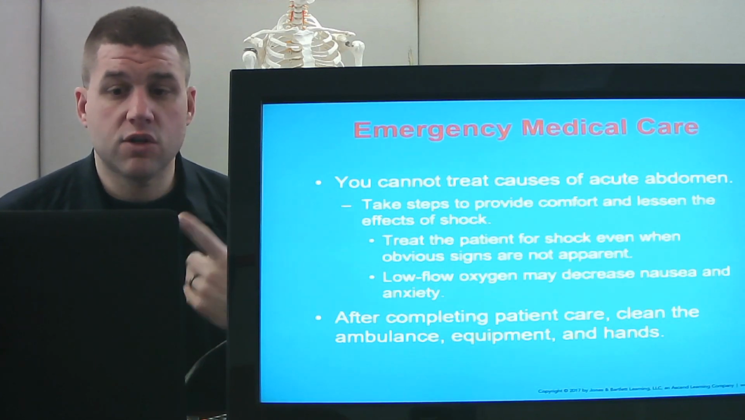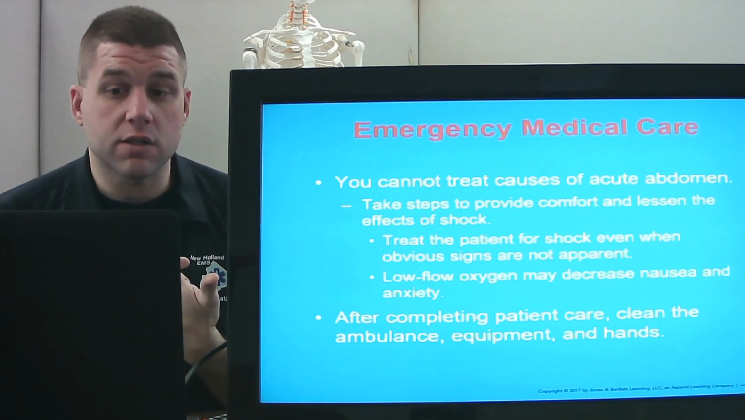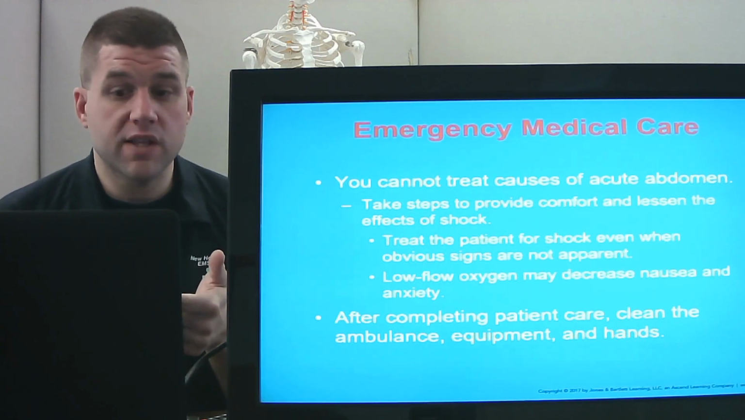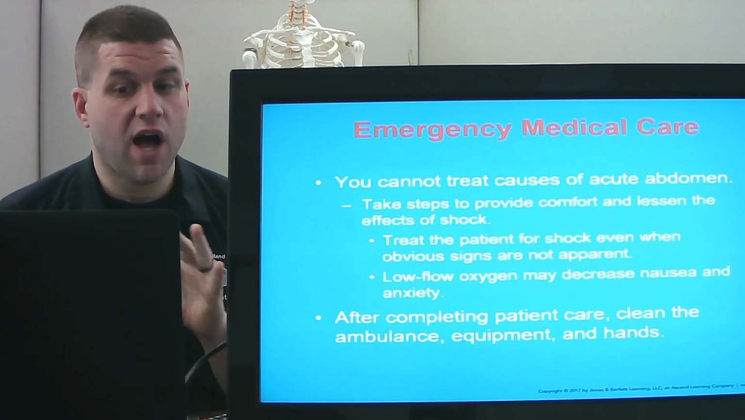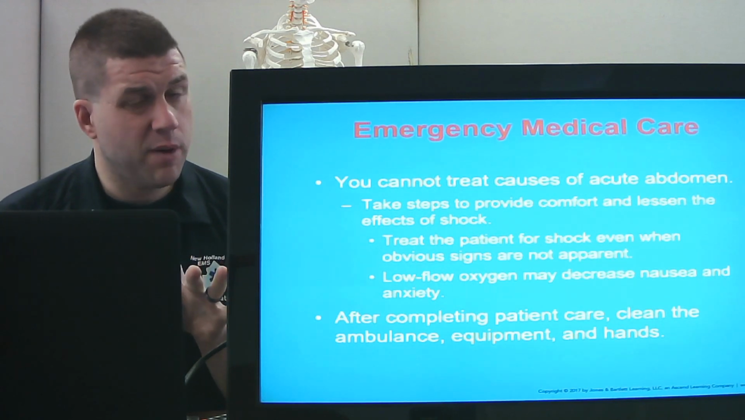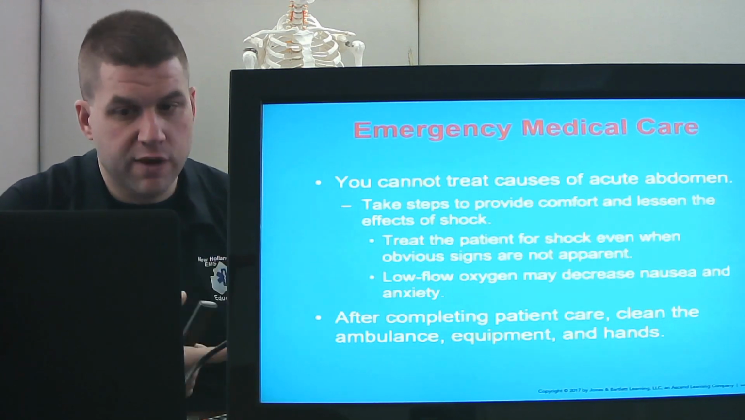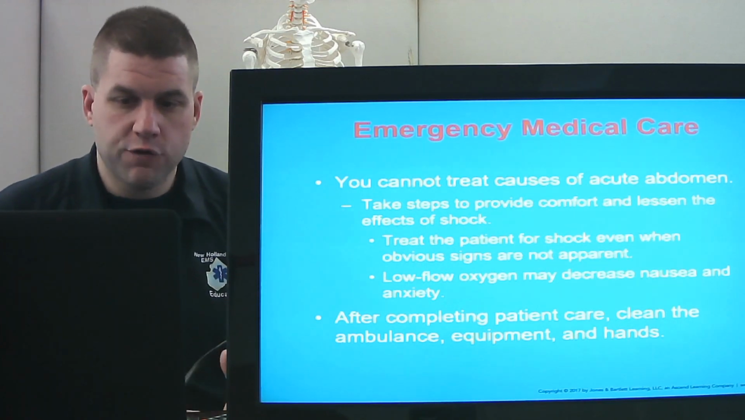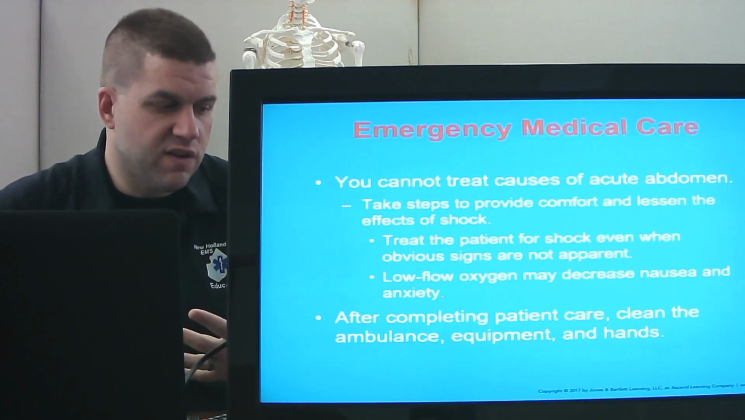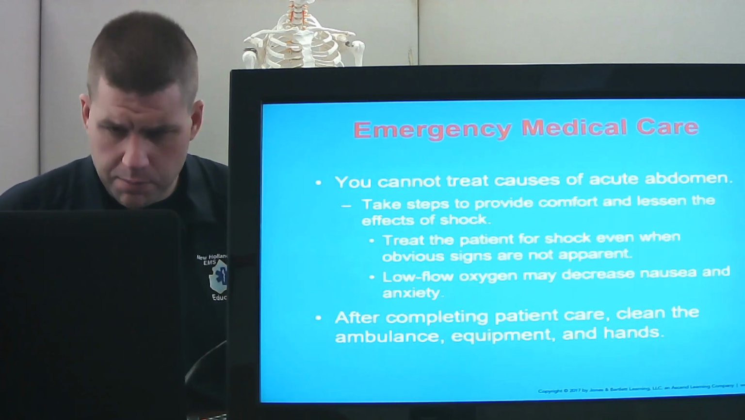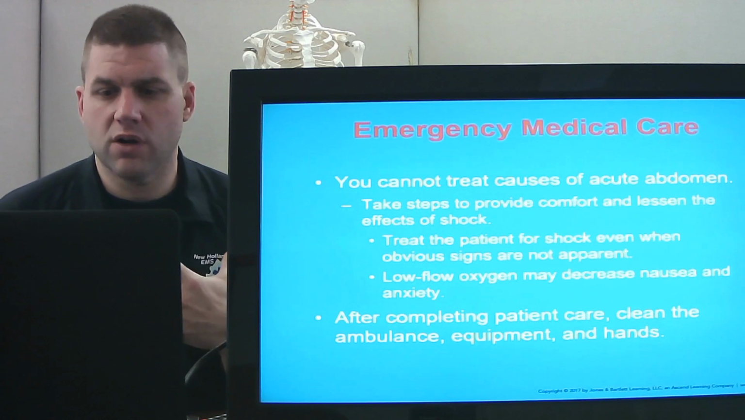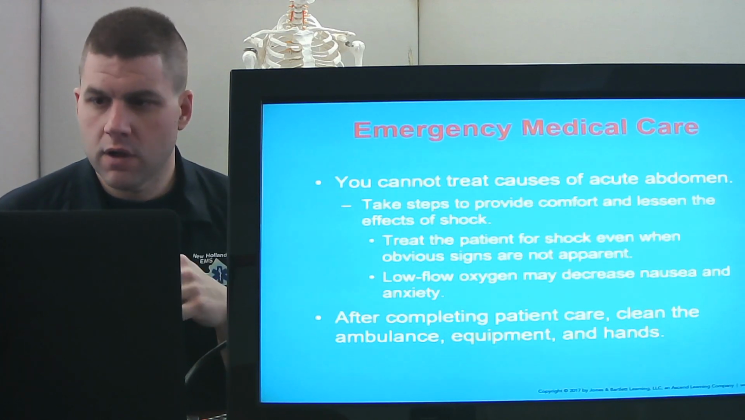But we need to take some steps to comfort these patients, right? And lessen the effects of shock. What can we do? Treat them for signs of shock, even if obvious signs of shock are not necessarily apparent. Be a step ahead. Be ready for that. Low flow oxygen can make them comfortable. If their pulse ox is below 94, always give them oxygen. After completing our patient care, we clean the ambulance, we clean our equipment, and we wash our hands.